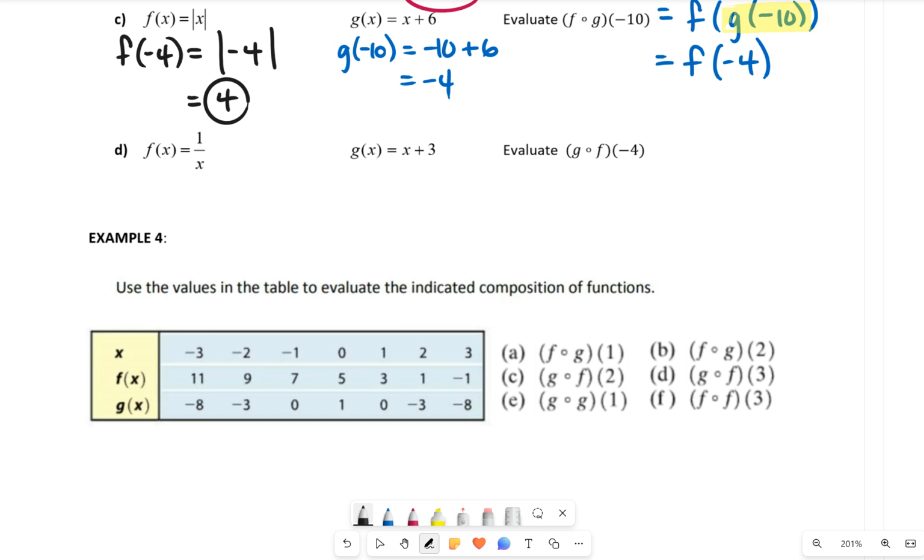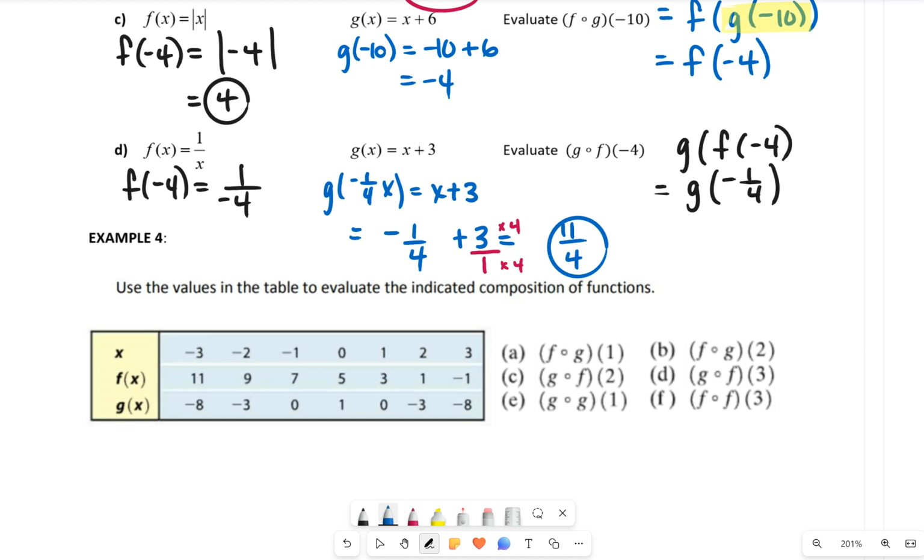Go ahead and do the next one. Pause this video and check your answers. Okay, welcome back. Here is that last problem. The final answer is 11/4.